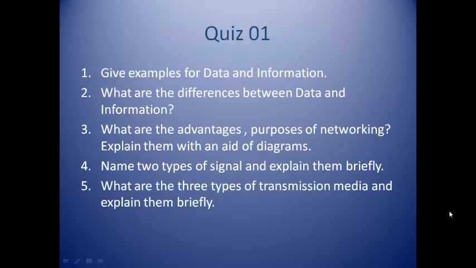Quiz 1. Give examples for data and information. What are the differences between data and information? What are the advantages and purposes of networking? Explain them with the aid of diagrams. Name two types of signal and explain them briefly. What are the three types of transmission media? Explain them briefly.